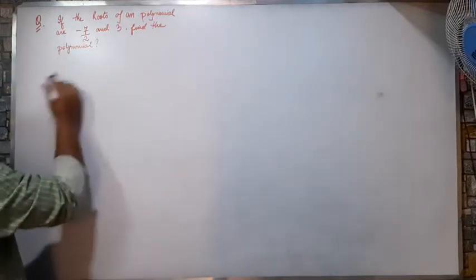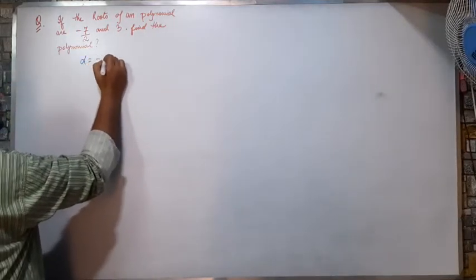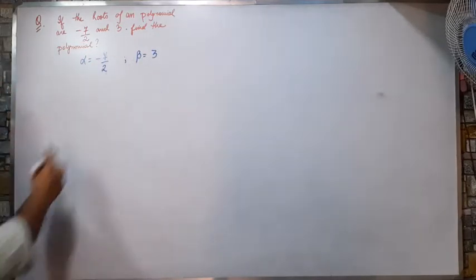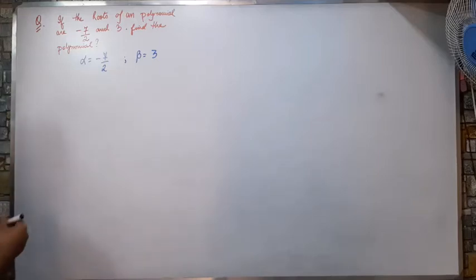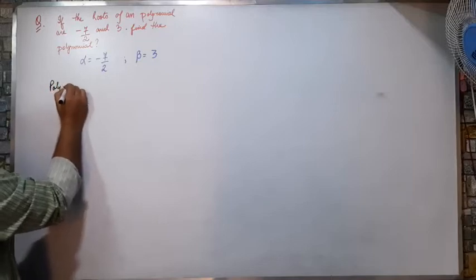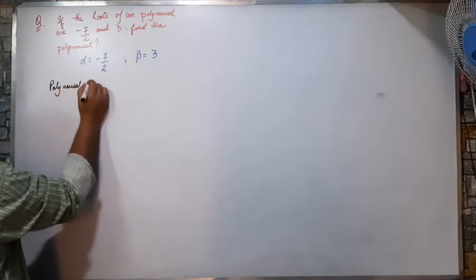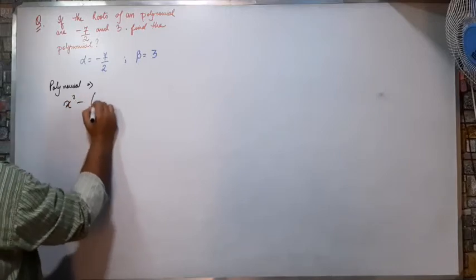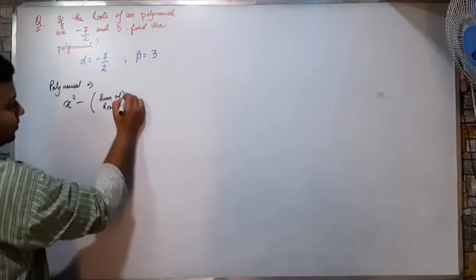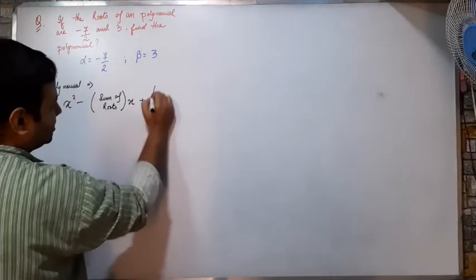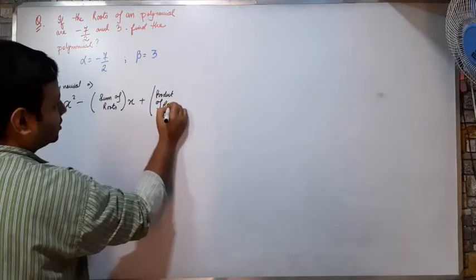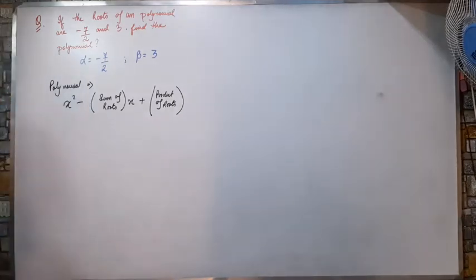You are given alpha equals minus 7 by 2 and beta is given 3. You are given two roots. I have written a formula now that the polynomial equation can be calculated by the formula x square minus sum of roots x plus product of roots. This was the formula for it.